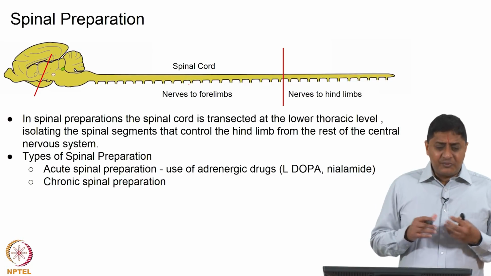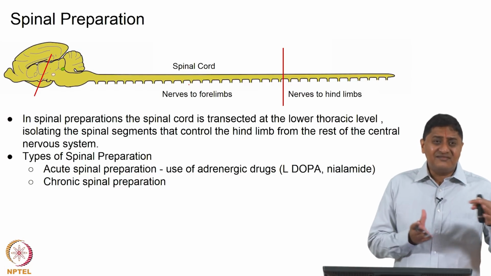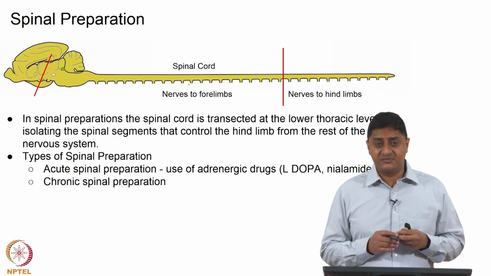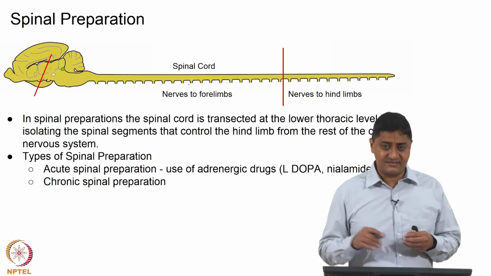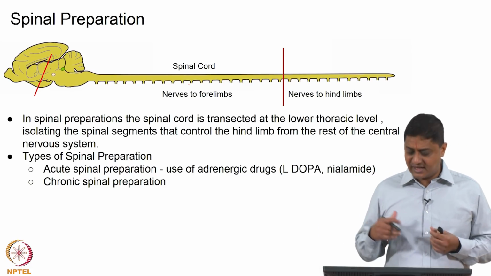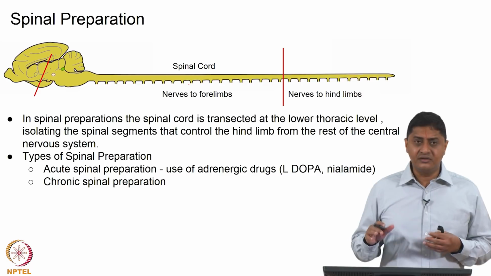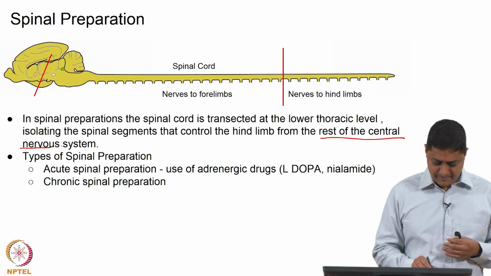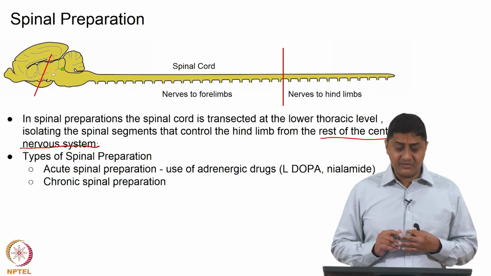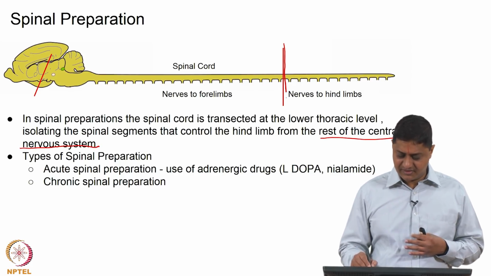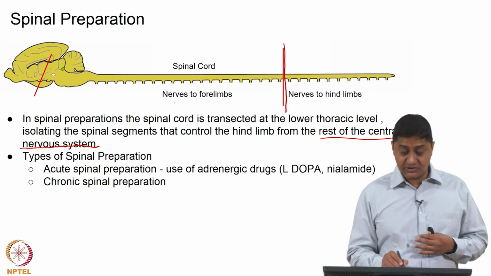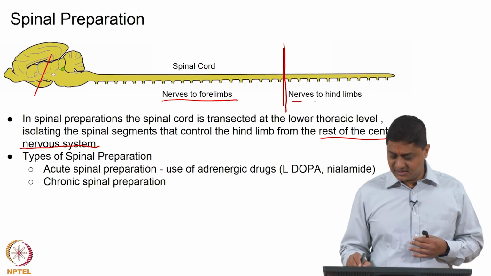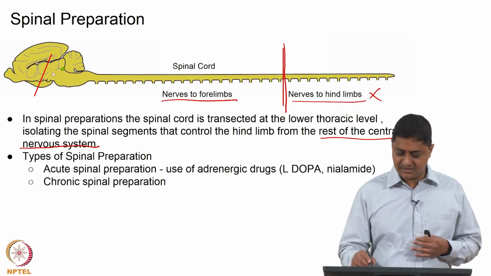So, in spinal preparations what is going on is there is a transection of the spinal cord at the lower thorax. So, what will this do? This means the hind limbs or the legs, in quadrupeds the hind limbs, will be removed from the rest of the central nervous system. So, that means here is where that is happening. The nerves to the forelimbs are kept intact, whereas these are transected at that level.